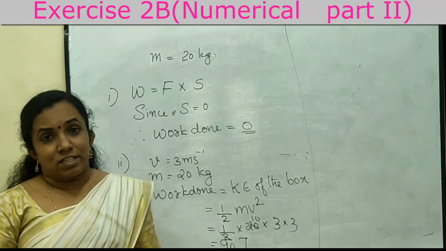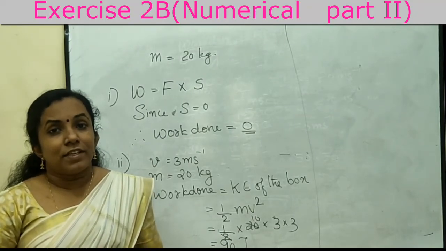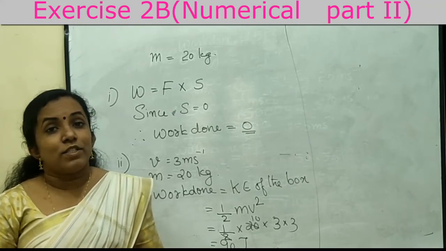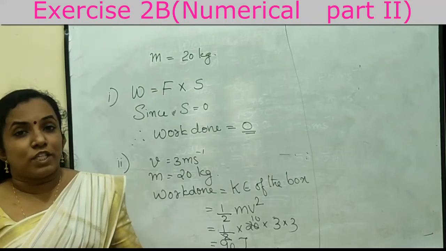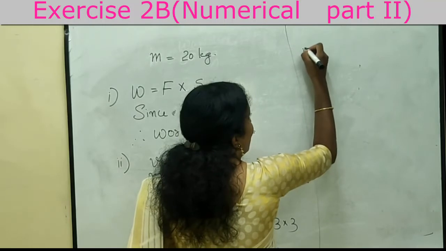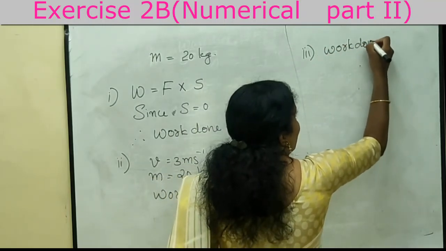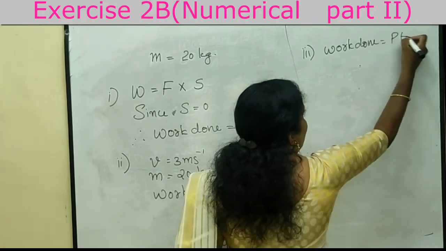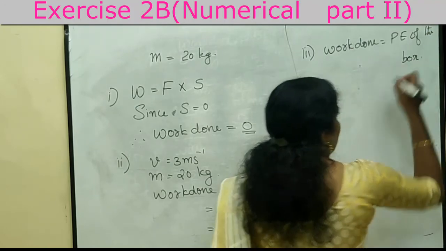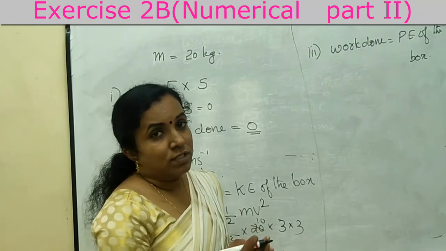Let's move to the final section. The man entered the bus and he lifted this box in order to place it at a height of 0.5 meter. Therefore, the work done will be the potential energy of the box. Because here the work done is stored as potential energy of the box.